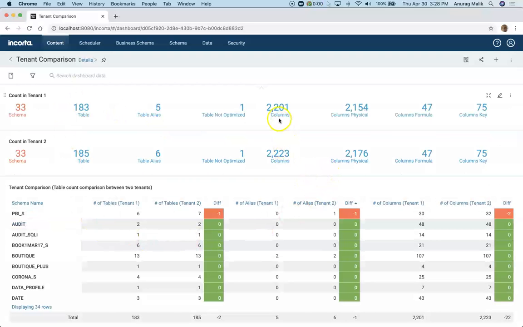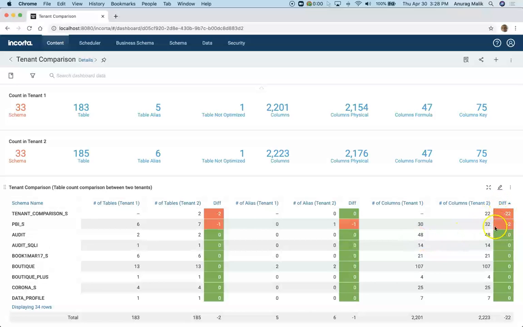Now I want to see that here you have way more columns compared to this. So let's go here and click on diff. This is showing you 2 columns because there is a schema here which exists in tenant 1 and does not exist in tenant 2, because you have a dash here. So this is good info. Again, sort it, and you can see here that there are 22 columns in this schema which exist only in this tenant but do not exist in this tenant.